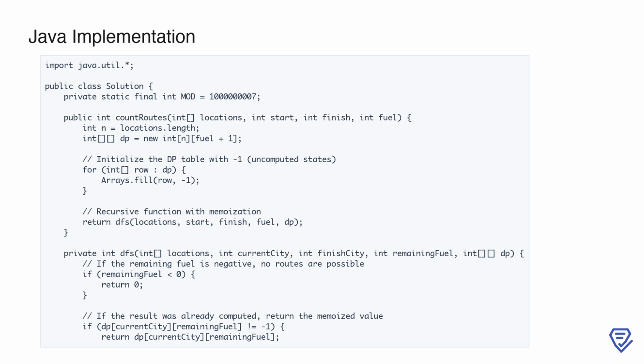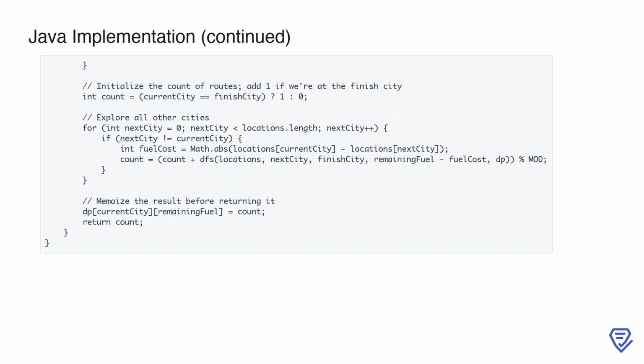The DFS method begins by checking if the remaining fuel is negative, in which case no route is possible, and we return 0. If the state has already been computed, we simply return the memoized value from the DP table. If the state is not memoized, we initialize the count of routes. If the current city matches the finished city, we increment the count by 1, as this represents a valid route. Next, we iterate over all possible cities.